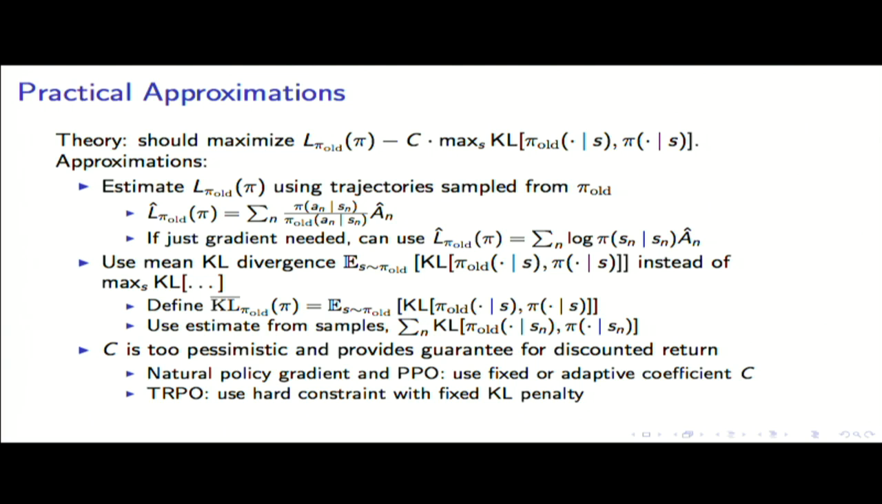Yeah, that's correct. You can actually look empirically at what the max KL divergence is when you optimize this objective that involves the mean KL divergence, and you'll find that the max is usually pretty big, much bigger than the mean. But it turns out that that doesn't matter so much empirically.